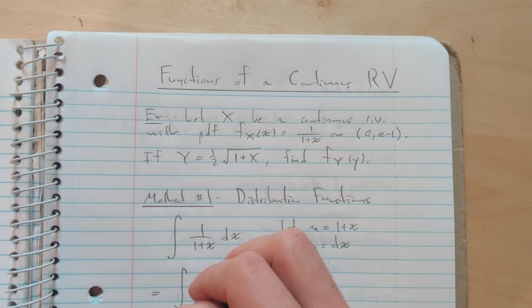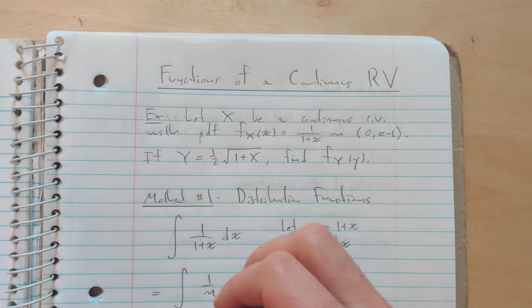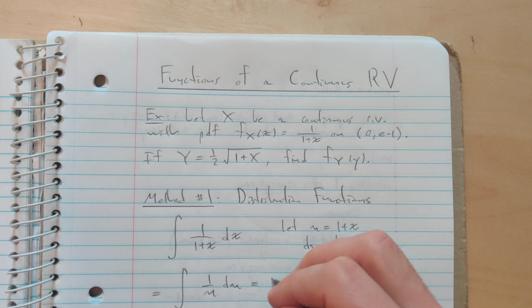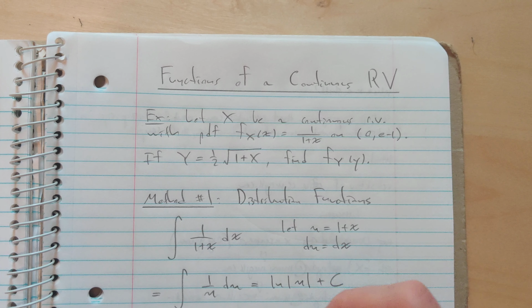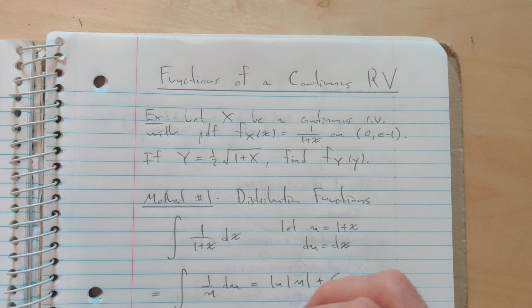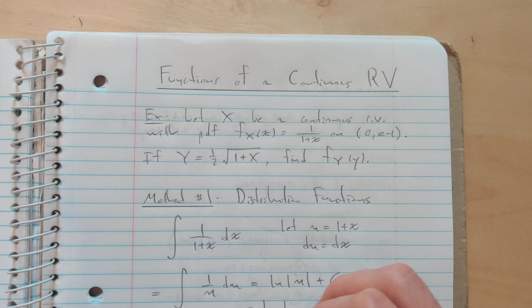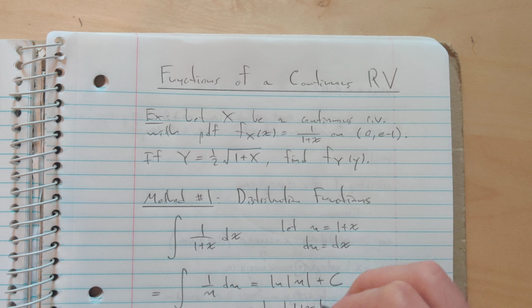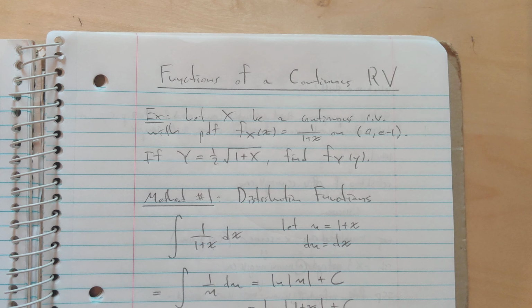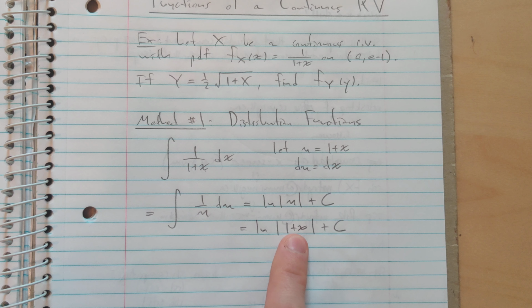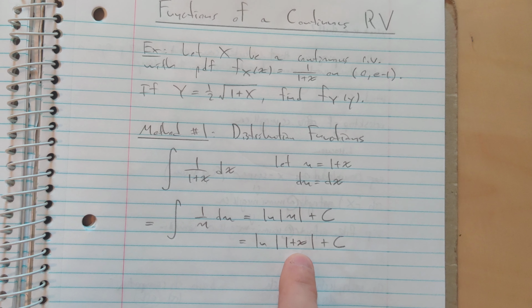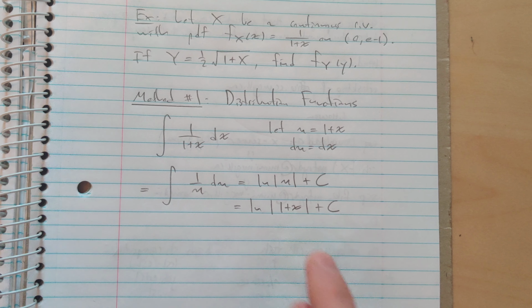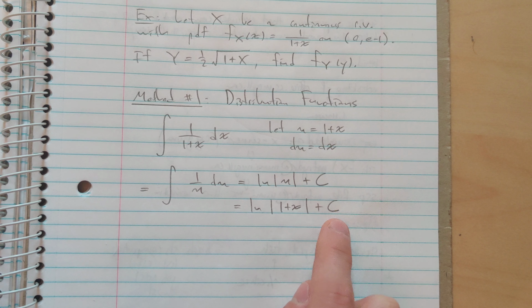So we have 1 over u du. That's easy. We're going to get ln of the absolute value of u plus c. If we put that back in terms of x, that's ln of the absolute value of 1 plus x, plus c. Okay, so here's a function whose derivative is that. So this is going to be the CDF for our random variable x. However, we have the c hanging out. We've got to figure out what that is.